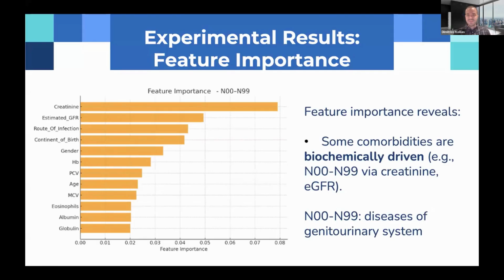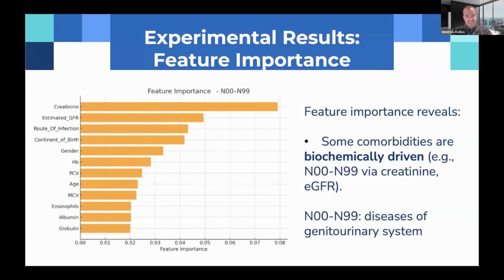So what we did afterwards was that we got our model, and then we tried to understand, we did some feature importance analysis. This means that we were trying to understand, for each comorbidity, which were the features that played the most important part in the decision of the model. One example that you see here is the comorbidity N00 to N99.